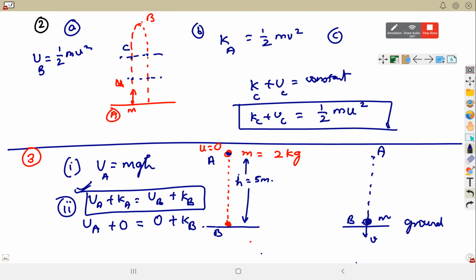Did you understand, Vihaan? You had asked this doubt earlier too. U is equal to k is no formula. That's no concept. Sum of potential plus kinetic is constant. Yes sir, I understood.